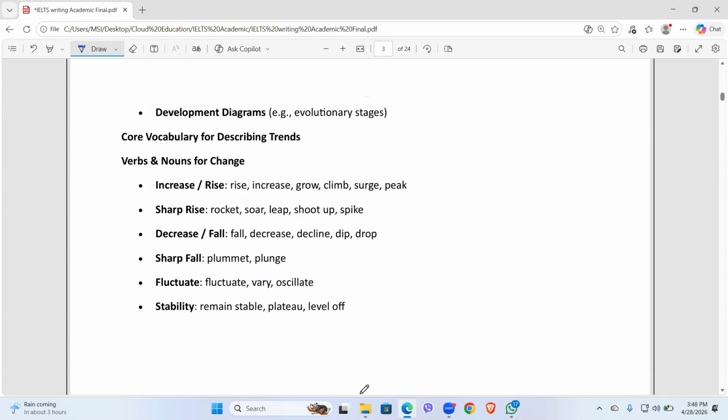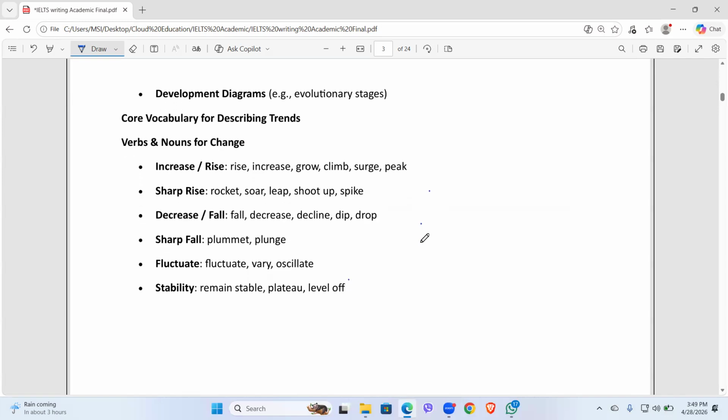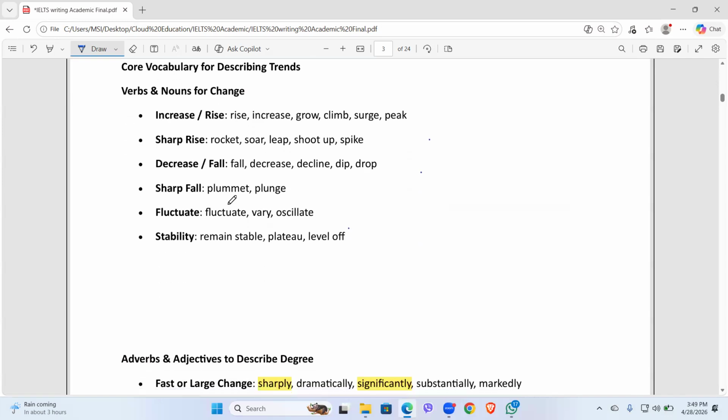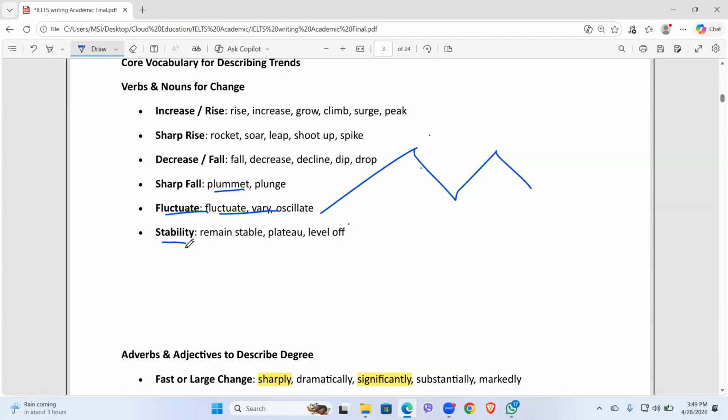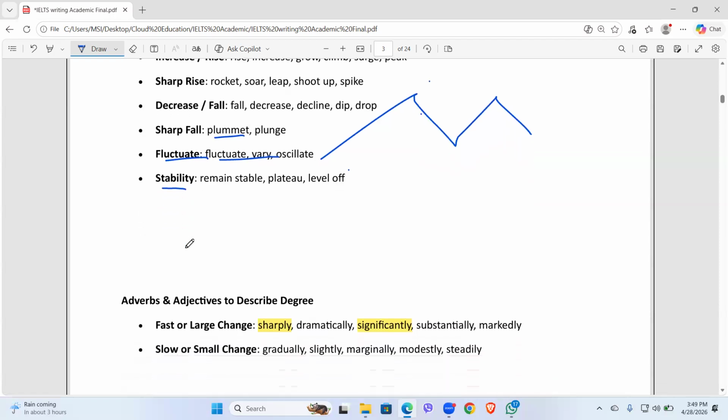And the choice of words, verbs as well as nouns, like if the data is just increasing, where is the cursor? Why is it not working? Right. Yes. If there is a sharp fall, then use plummet. Fluctuate, if the data goes up and again down, again up, again down. In that situation, you have to use this kind of words. Stability, if the data remains stable, use such words.